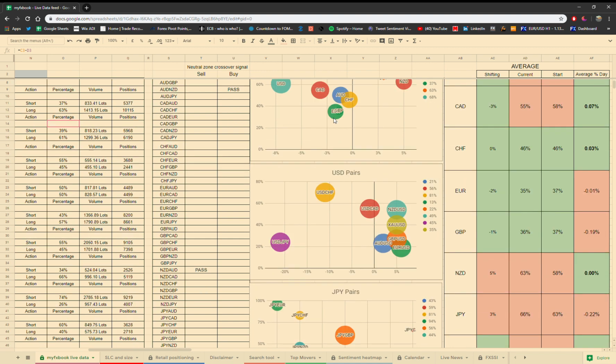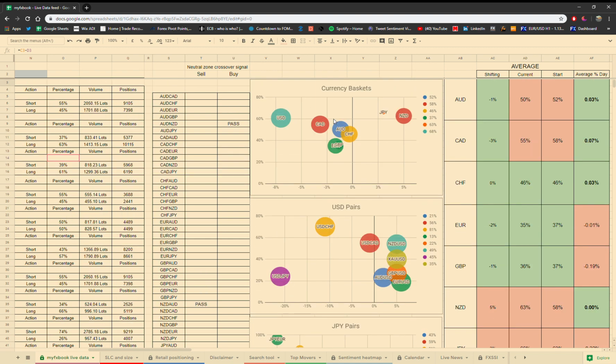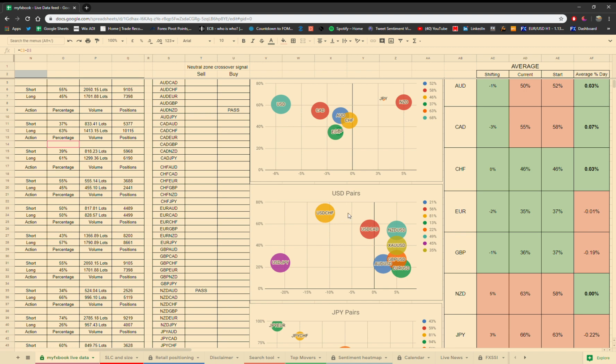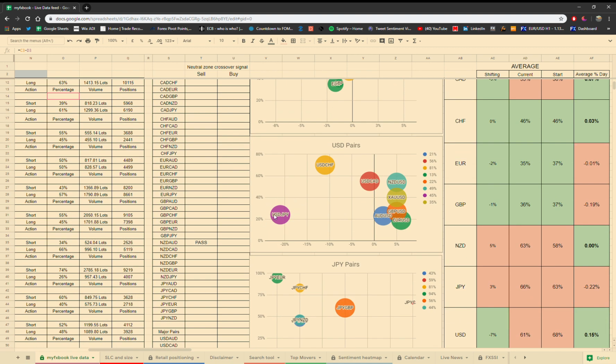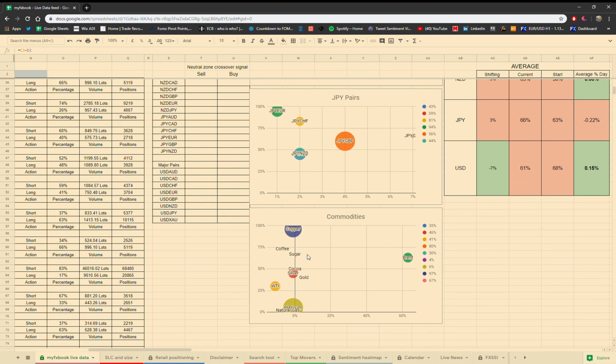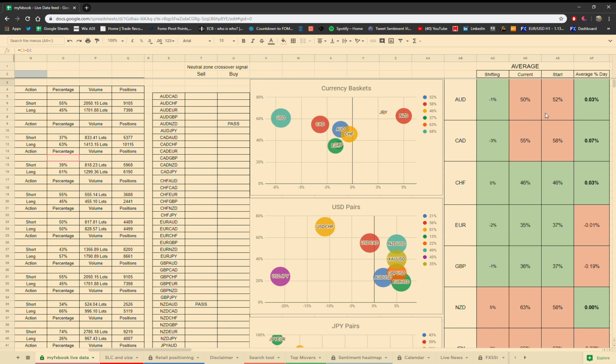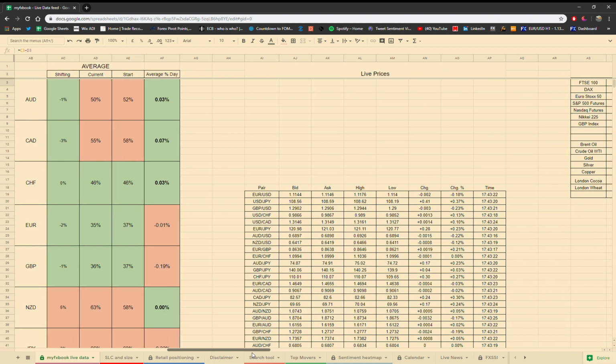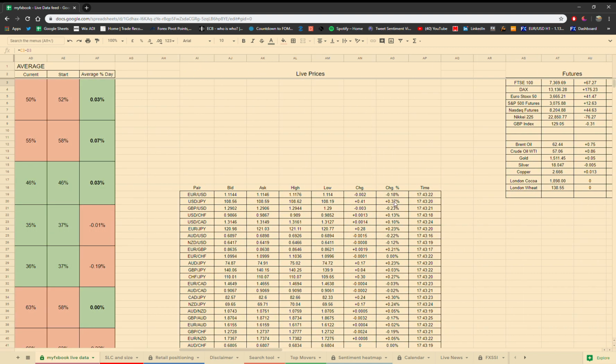Currency baskets, then the USD pairs, dollar yen is a buy, yen pairs, commodities. That's just the data. This currency basket stuff is from this, so that's where that data comes from. This updates in real time. Live prices: it says live prices, but there is a small delay there. It's a 50-minute delay, but it's okay.